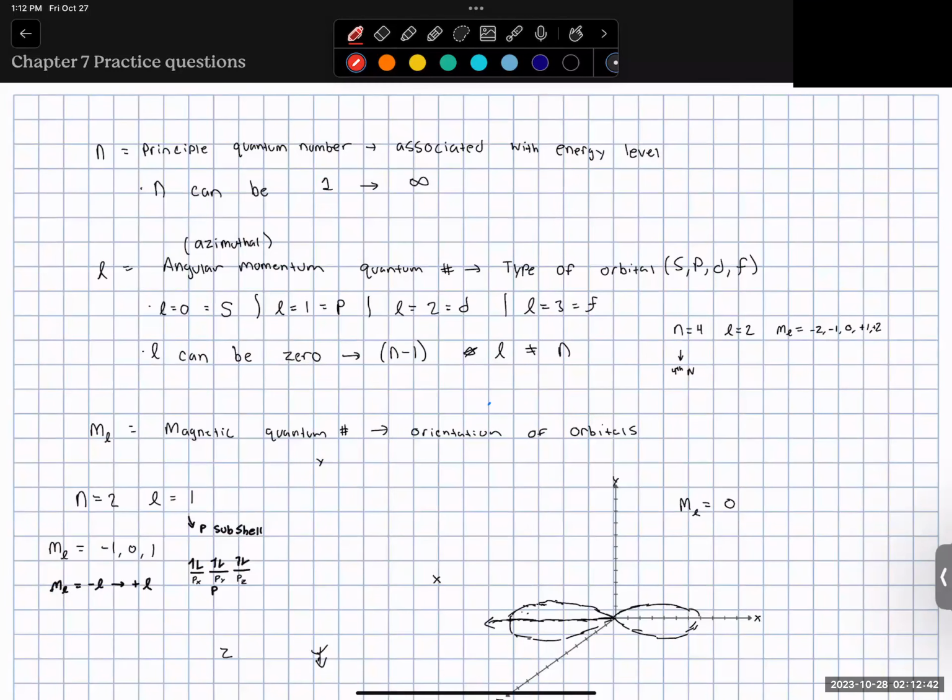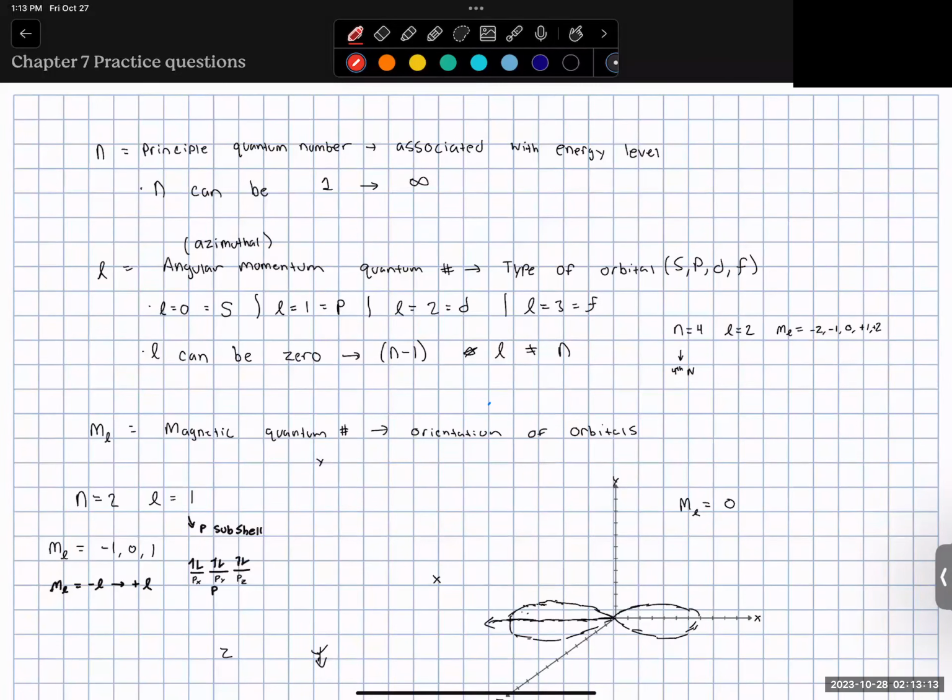All right, so let's do a quick intro review for quantum numbers. All right, so quantum numbers, right? Some Oppenheimer stuff. Dealing with the quantum stuff here. So quantum numbers, right? There's basically four of them: N, L, M sub L, M sub S.